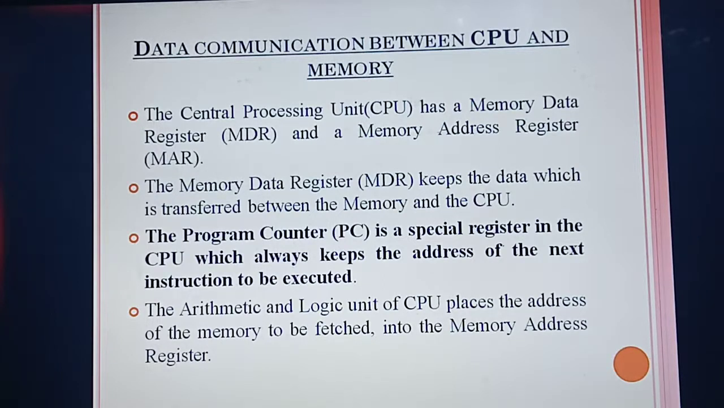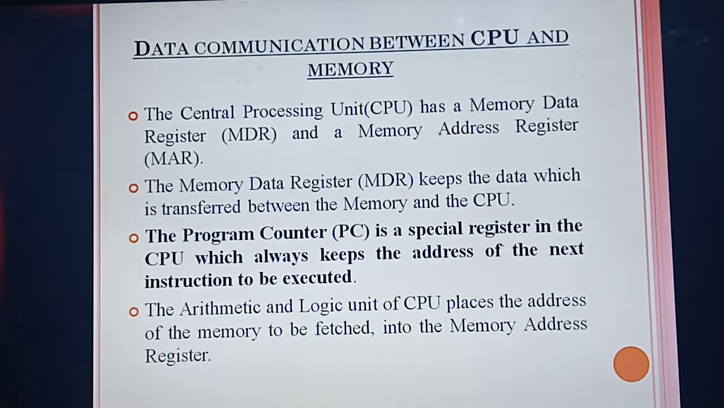Understood? Memory data. The name itself says it has memory data. So what information will it contain? It will always contain information about the data transfer between memory and the CPU. The name itself is memory data register. So data is going to transfer between what?